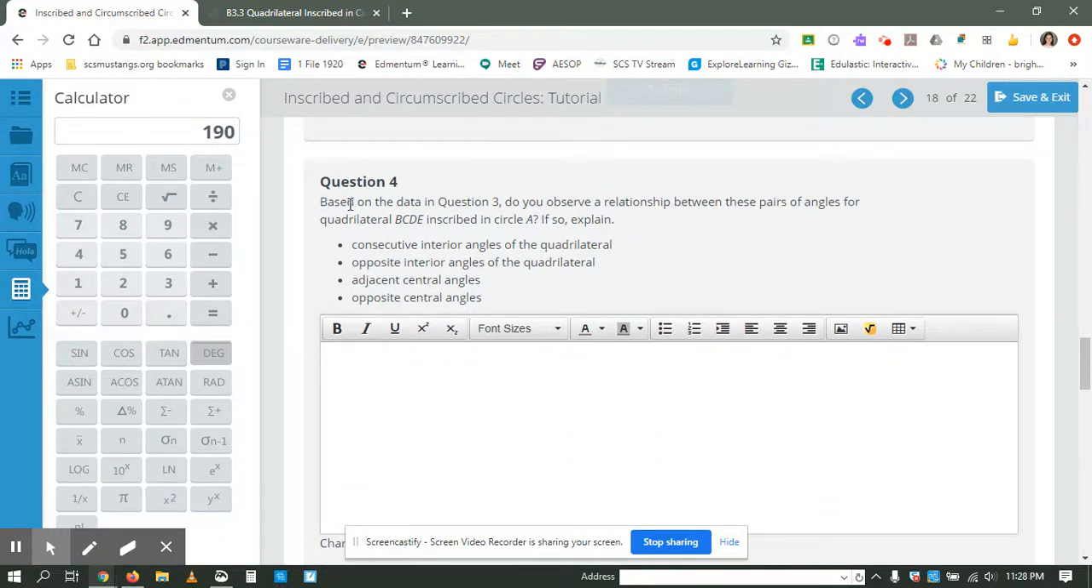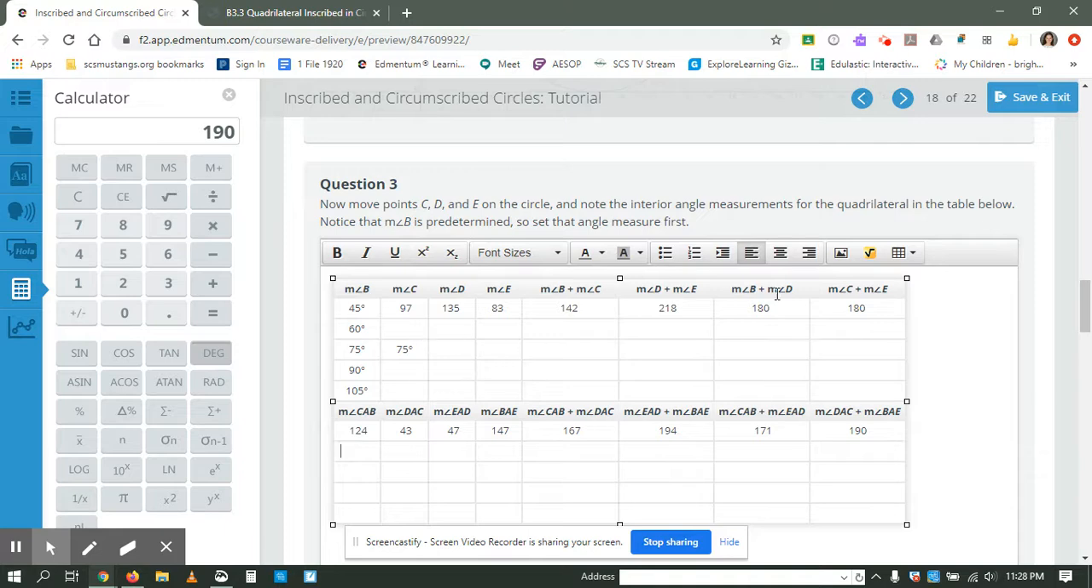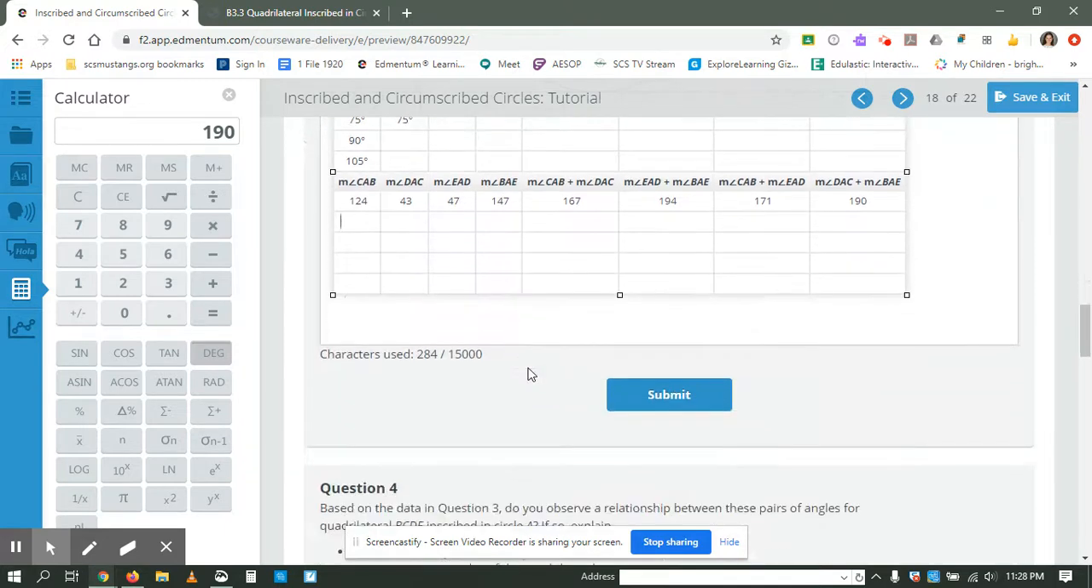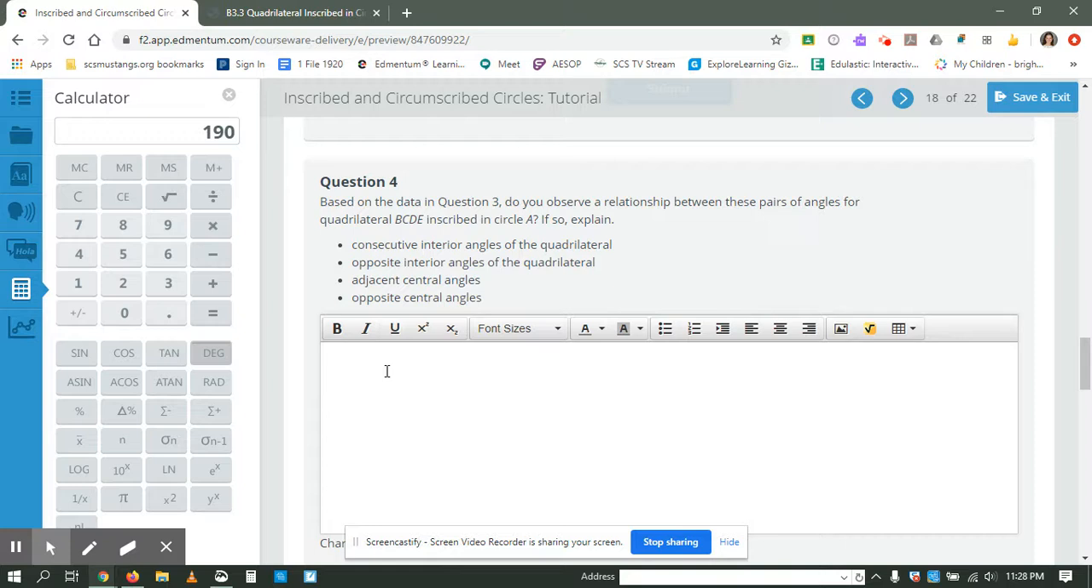And so then for question 4, based on what we figured out and what we wrote down in question 3, so once you get this table all filled out with all of your numbers, what relationships do you see between the pairs of angles for your quadrilateral? For each of these, it's got its own bullet point. So consecutive interior angles in your quadrilateral. Remember that consecutive means one angle after the other inside the quadrilateral.